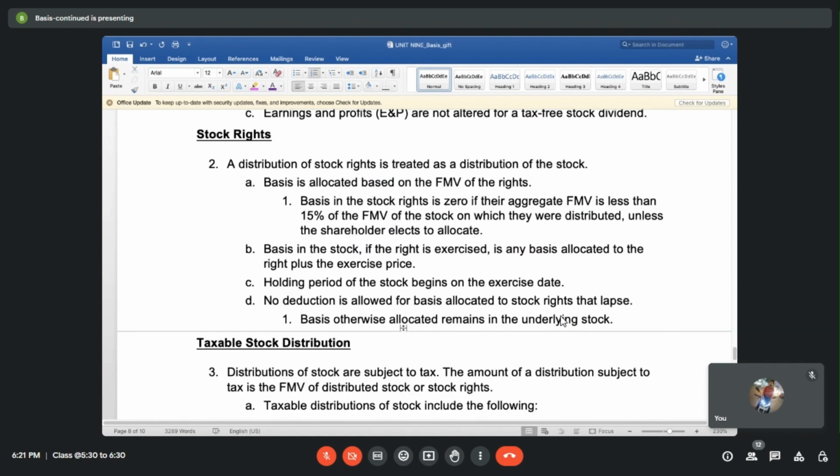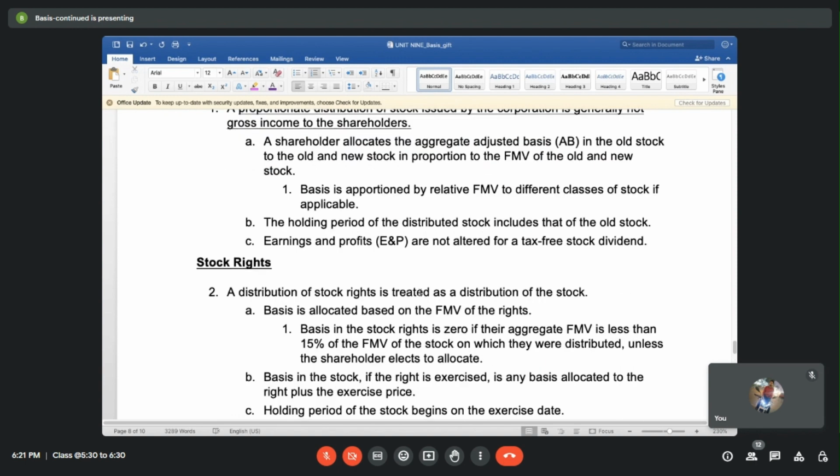Now there's something called stock rights. They are given the rights to acquire stock. And the distribution of stock rights is also treated as a distribution of stock. But again, if everybody gets it, generally if everyone gets the same amount or same proportion, then it is not considered to be taxable. So a distribution of stock rights is treated as a distribution of stock. Basis is allocated based on fair market value. Again, we are using the same concept here.